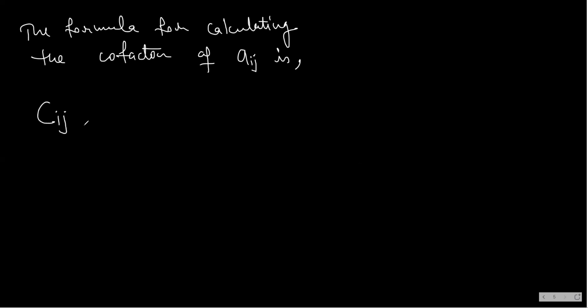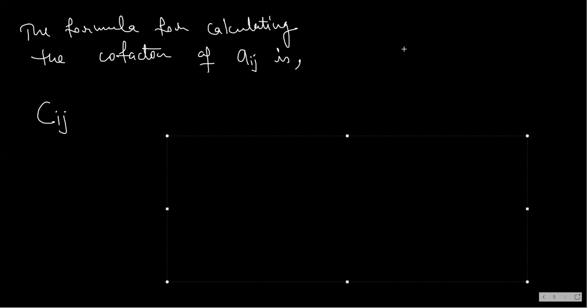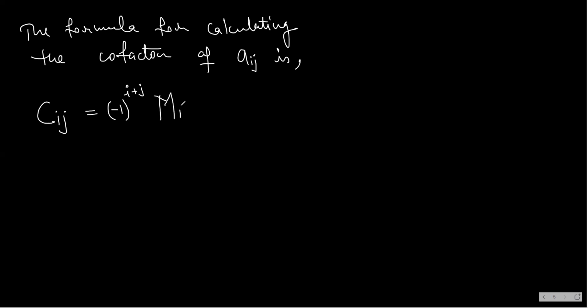The formula for calculating the cofactor of Aij is Cij. If the element is Aij, its cofactor is Cij. Like if the element is A11, its cofactor will be C11. If the element is A12, the cofactor will be C12. If the element is A31, the cofactor will be C31. And what is the formula? The formula is minus 1 raised to i plus j into Mij.